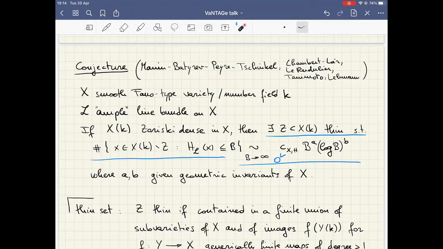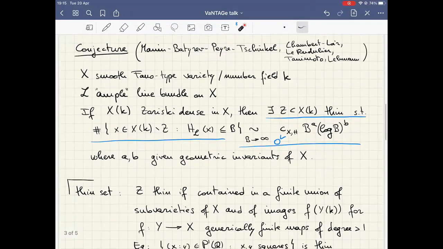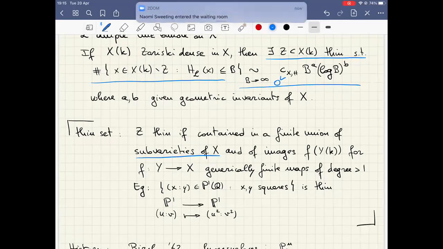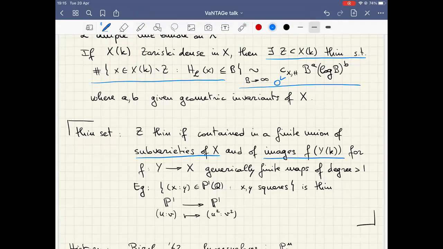So before going to the history of this conjecture, I would like to explain what is a thin set, because it appears here and maybe not everybody is familiar with it. So here comes the precise definition. A thin set is going to be a subset Z of the set of rational points. And we say that such a subset is thin if it is contained in a finite union of two types of things: subvarieties of X, together with images of generically finite maps of degree at least two.